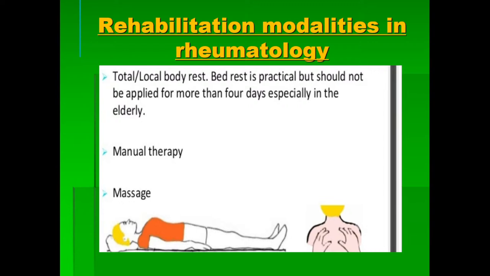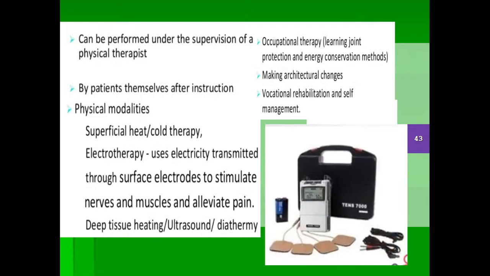In a situation with arthritis of the fingers, prophylactic and for treatment, use the neck region and upper extremity for massage. It can be performed under supervision of a physical therapist, or by patients themselves after instruction. Use physical modalities, superficial heat, cold therapy, electrotherapy, which uses electricity transmitted through surface electrodes to stimulate nerves and muscles and alleviate pain.